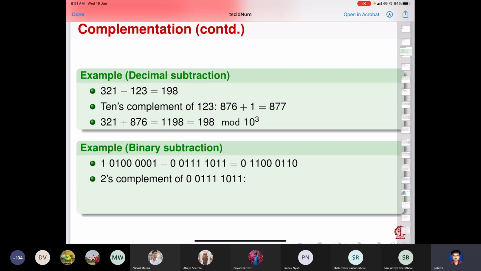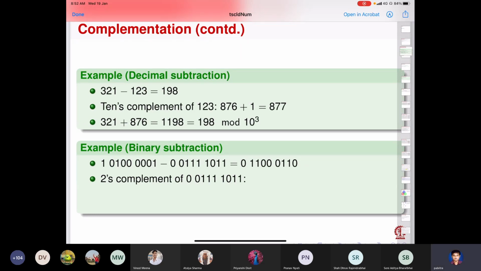Let's see. First I have done a normal subtraction. You can verify this: if you convert it to decimal, subtract, and convert it back to binary, you will get this answer. So you believe this answer. It's 0, 1, 1, 0, 0, 0, 1, 1, 0. It's a 9-digit binary number.